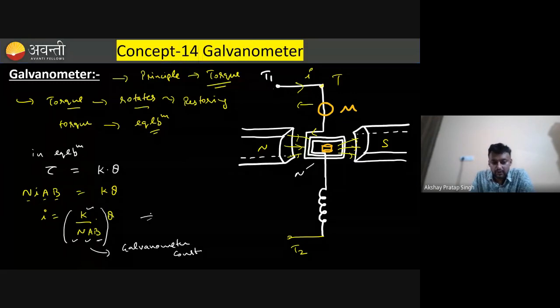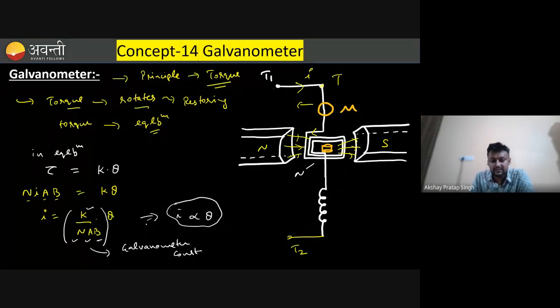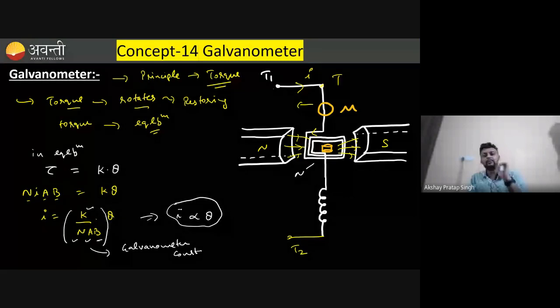So you can see that I is proportional to theta. What does it mean? It means the more the current, the more will be the deflection. This is the simple relation. You can write down this formula. This is very important. Now we will move further.